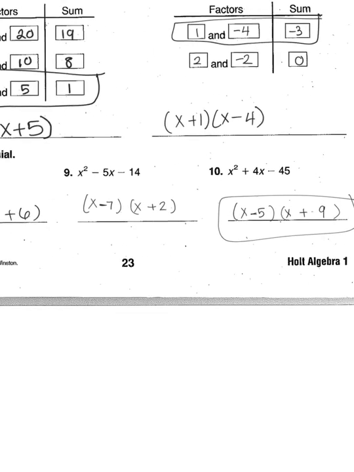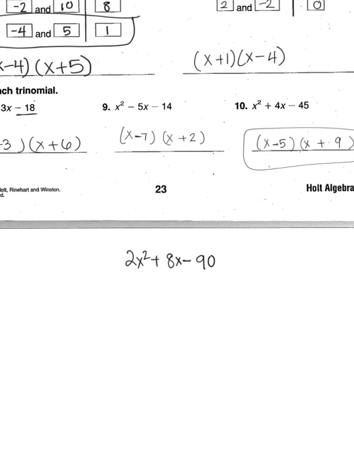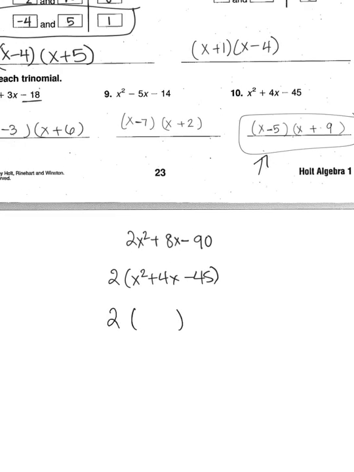Now, one thing that I didn't mention is that you always want to start by pulling out the GCF. If it doesn't have a GCF, which none of these did because the a value is 1, but let's say that you had something like this: 2x squared plus 8x minus 90. In this case, I would start by pulling out the GCF, which would be 2, and then I would end up with x squared plus 4x minus 45, which is actually what we got up here, right? So in this case, you would do 2 times x minus 5, x plus 9.